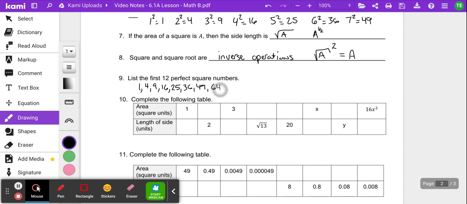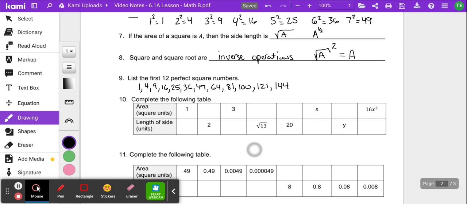8 times 8 is 64. 9 times 9 is 81. 10 times 10 is 100. 11 times 11 is 121. 12 times 12 is 144. We should have these memorized. We need them. Okay? And then we are applying it.